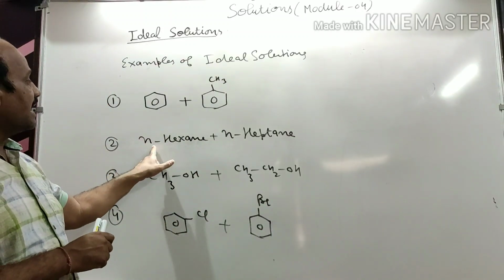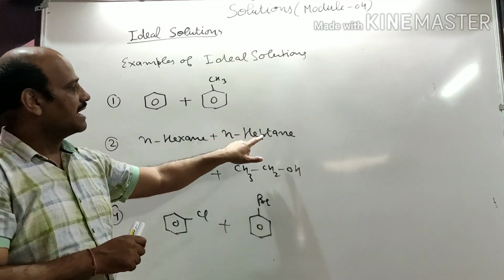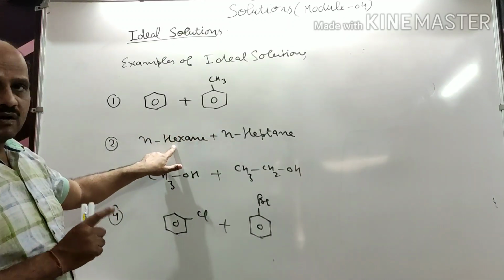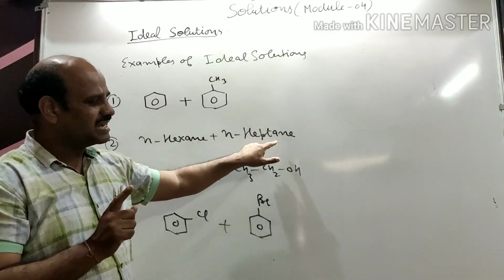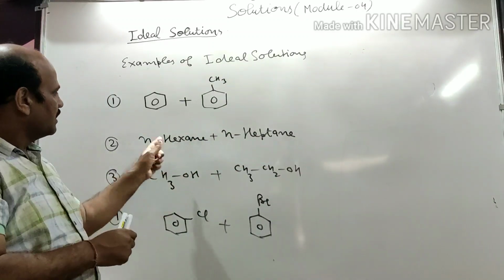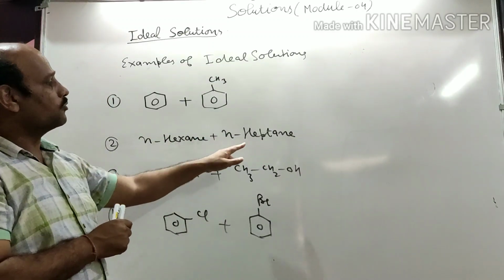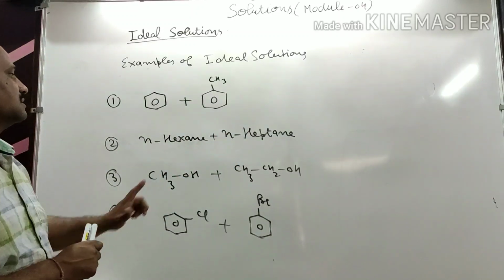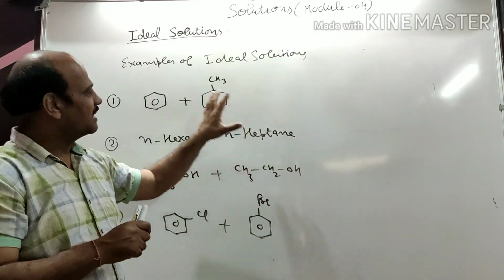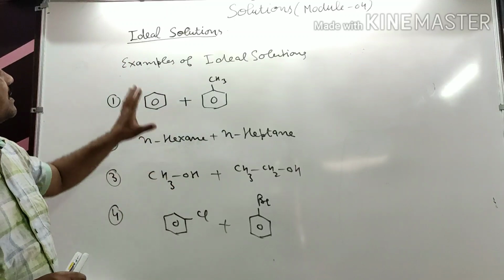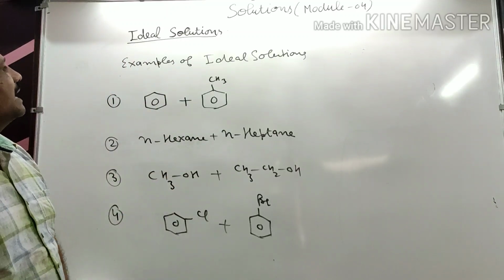Also like this, n-hexane and this is n-heptane. यहाँ कितने कार्बन हैं 6, यहाँ कितने कार्बन है 7. Only one jump. If we put here n-hexane, here octane, then in such case solution can't be ideal. I think it's clear. You can remember like this. These are the ideal solutions.